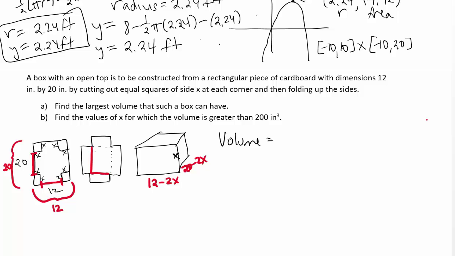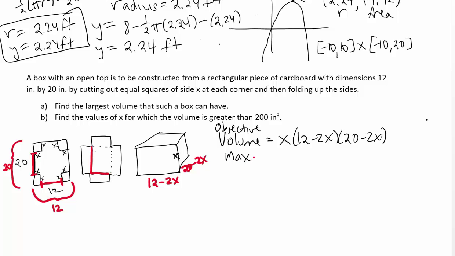Okay, so now we have our 3 dimensions. We have our length, our width, and our height. So our volume is just going to be the 3 of those multiplied together. And you could multiply them in any order you like. I'm going to put the x first, and then I'll do 12 minus 2x, and then 20 minus 2x. Okay? Now that is our objective function. That's what we want to find the largest volume. So we want to maximize this volume. So we have an objective.